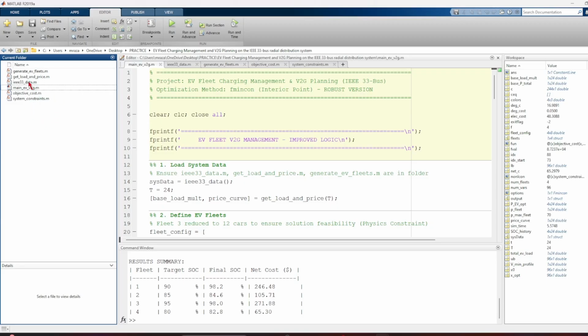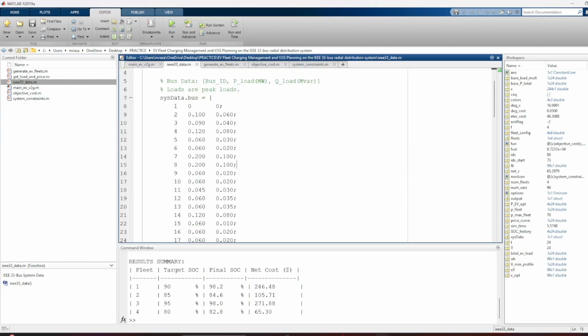So first of all, let me open the IEEE-33 data file. Based on this branch matrix, we have to calculate the voltage drops, currents, and all the process.